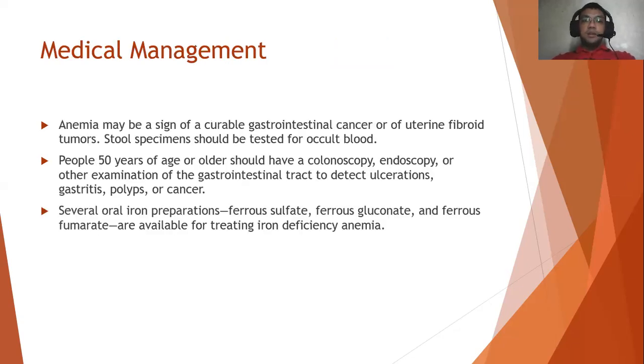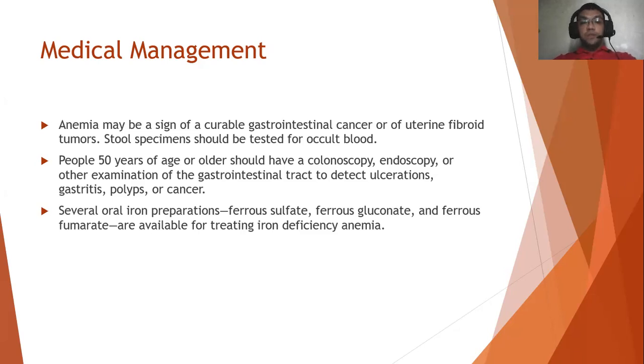Medical management. So, anemia may be a sign of curable GI cancer or of uterine fibroid tumors. Stool specimen should be tested for occult blood. Occult blood meaning blood is present in the stools, but it is barely seen by the eyes of the patient or the examiner. That's why it needs to be further tested inside the laboratory. People who are 50 years of age or older should have a colonoscopy, endoscopy, or other examination of the GI tract to detect ulcerations, gastritis, polyps, or cancer.